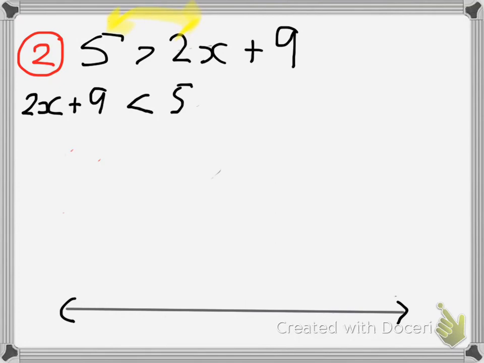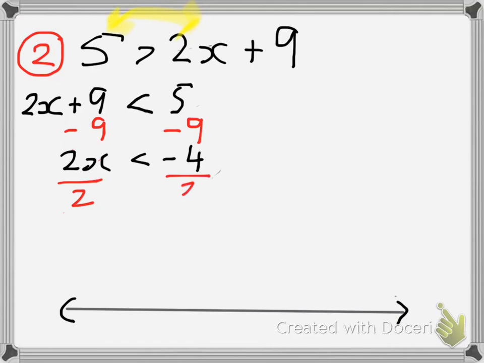I'm now going to solve this as I normally would, so I'm going to minus 9 from both sides. That's going to give me 2x is less than negative 4. Then I'm going to divide both sides by 2. That's going to give me x is less than negative 2. I'm then going to graph that on my number line.